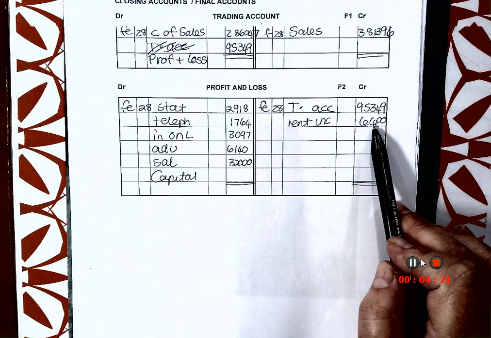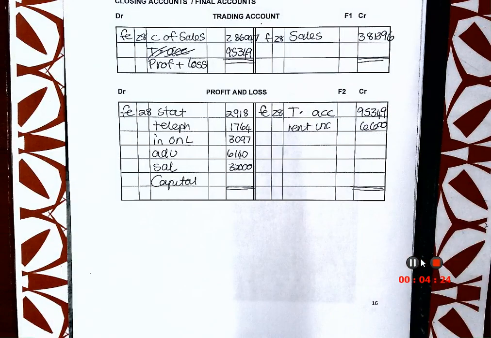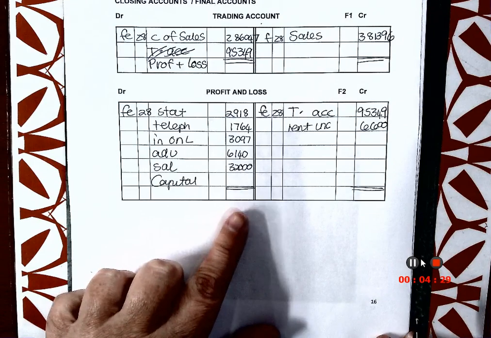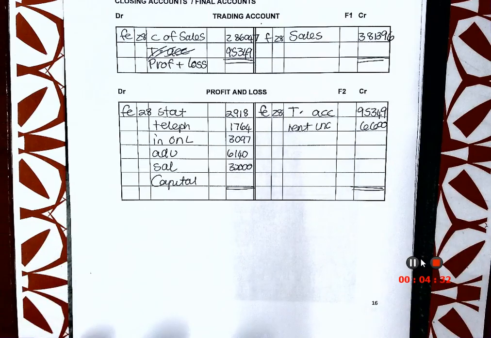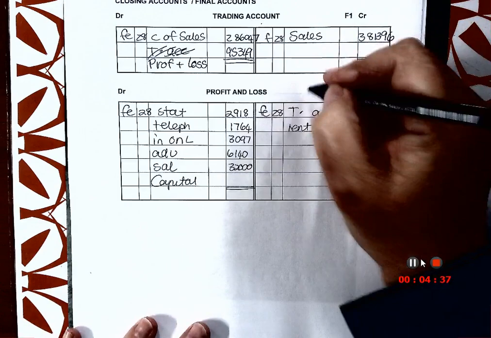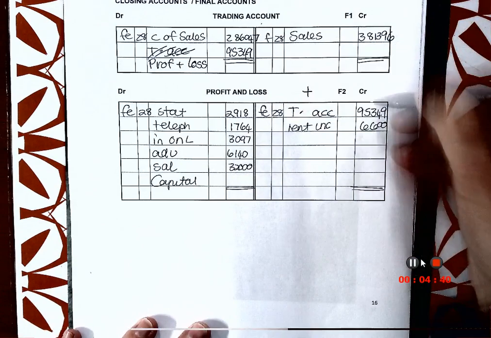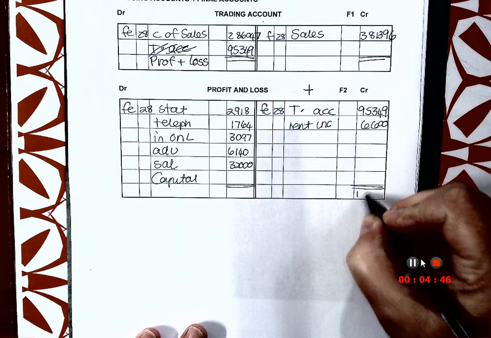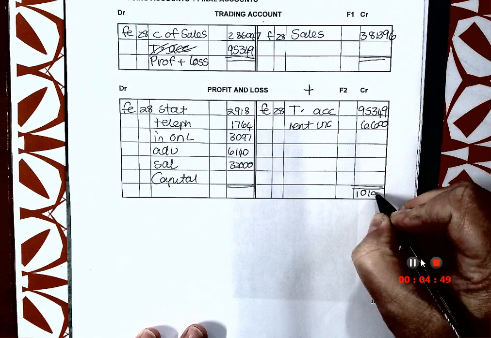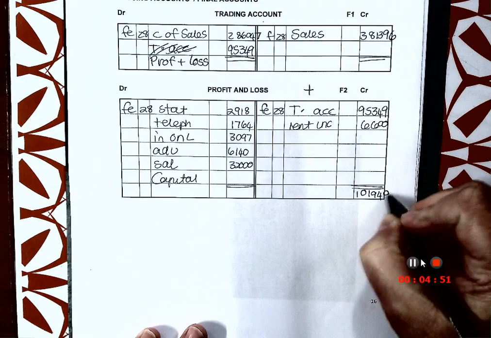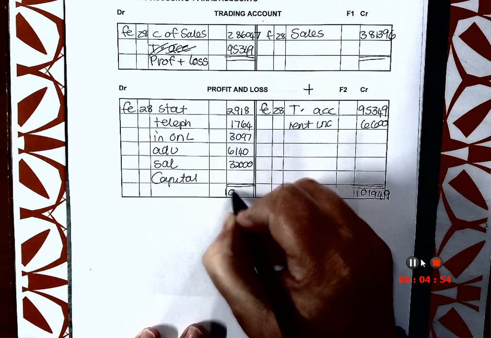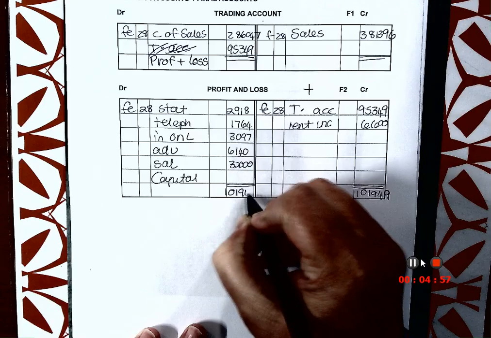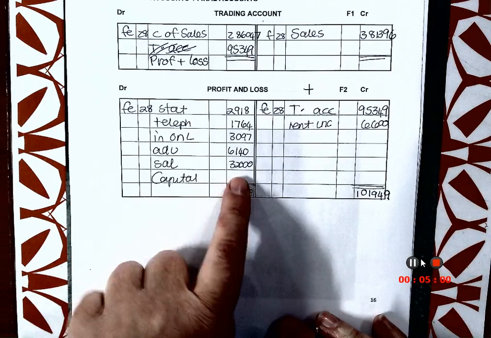What's wrong? Is the amount wrong? Are you sure? Okay. So now the same principle. I'm going to close the profit and loss to my capital. What is the principle? I add the plus side. What is this total here? 101949. And I know it's on both sides. And now how will I get the amount going to capital?